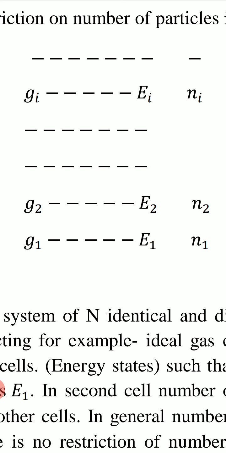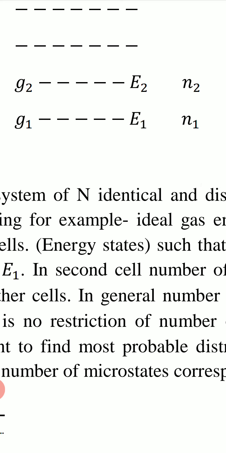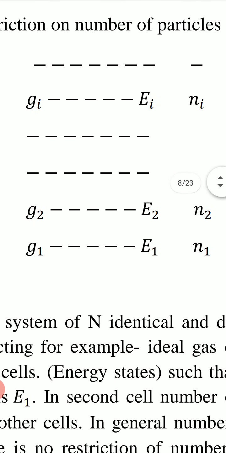So if the distribution is like this, n1 particles are distributed in energy state of energy E1, and this energy state is divided into G1 levels, then these n1 particles are to be distributed among these G1 levels, and in a similar manner these Ni particles are to be distributed among these Gi levels of same energy Ei.